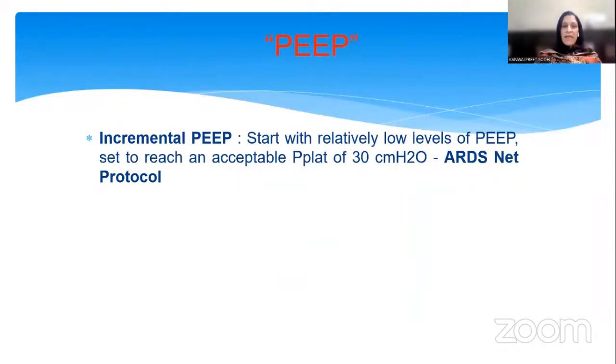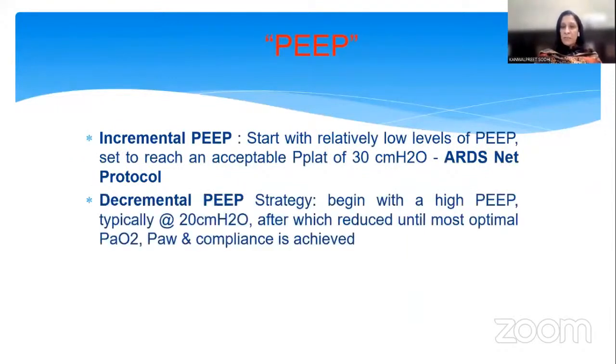PEEP can be applied as an incremental PEEP or a decremental PEEP. How do we do it? In incremental PEEP, we start with relatively low levels of PEEP and keep on increasing the PEEP by 2 centimeters of water until an acceptable P-plat of 30 centimeters of water is reached. So this is what the ARDSNet protocol says. We'll be discussing this protocol in detail later on.